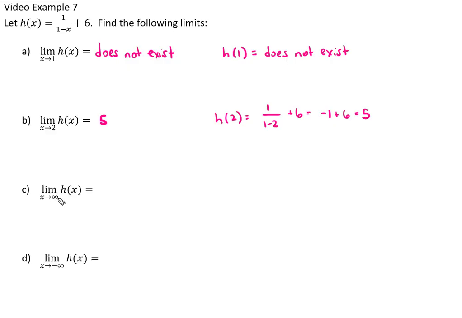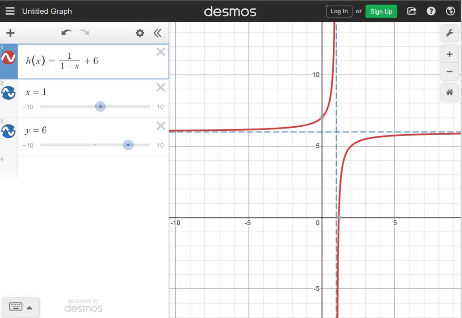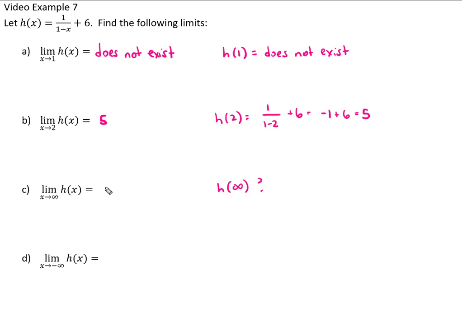Now for this next one, for C, we can't find h of infinity. That's not even a thing. We can't plug infinity into anything. So we just have to look at the graph and figure out where is this asymptote or where is this graph going when it approaches infinity. And you can see that as it goes towards positive infinity, the graph value is approaching 6 on the y-axis. And then also, as it's approaching negative infinity, it's also going towards 6 on the y-axis. So that's going to be my limit for both of the next answers. So the limit as x approaches infinity is 6, and the limit as x approaches negative infinity is also 6.